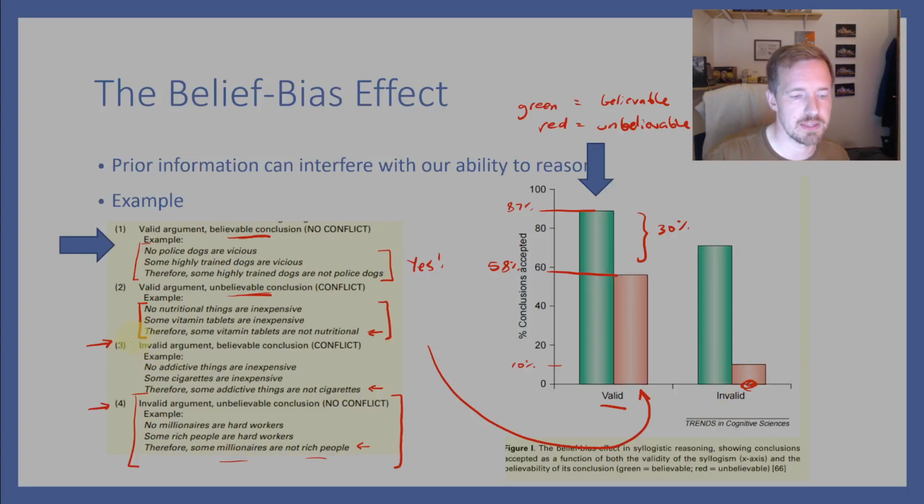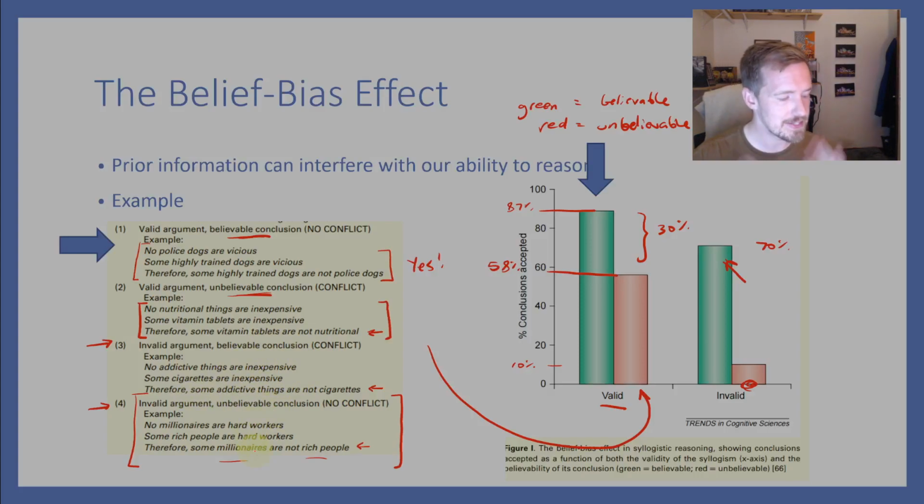But if we look at this right here, no addictive things are inexpensive. Some cigarettes are inexpensive. Therefore, some addictive things are not cigarettes. If we look at that conclusion, some addictive things are not cigarettes, that is absolutely true. Coffee is addictive, and it is not a cigarette. So that is a believable conclusion, but this logic does not hold up when you unpack it. And yet, basically 70% of everybody said that this was a valid argument, because the conclusion was believable.